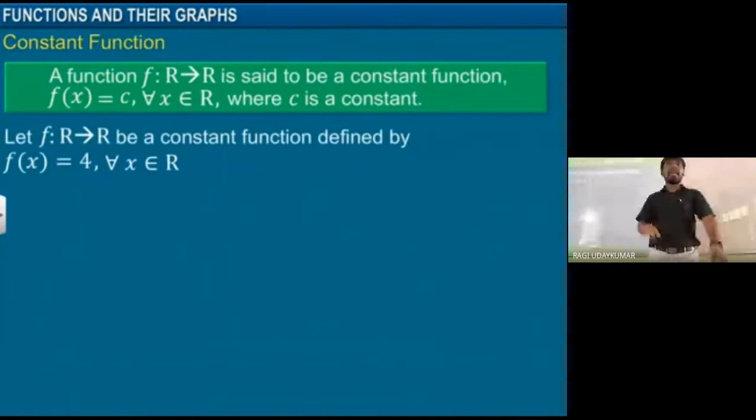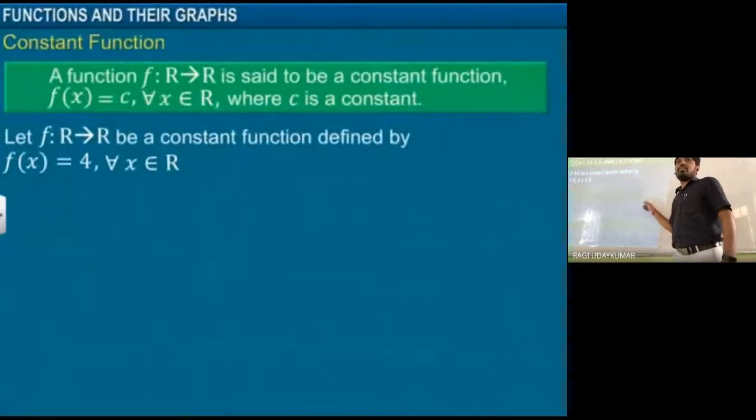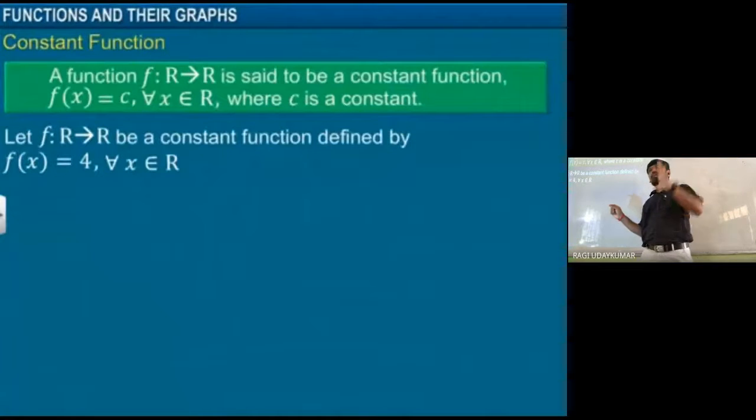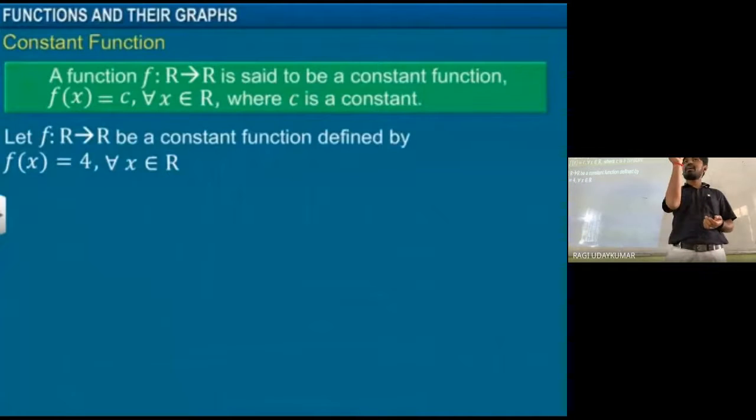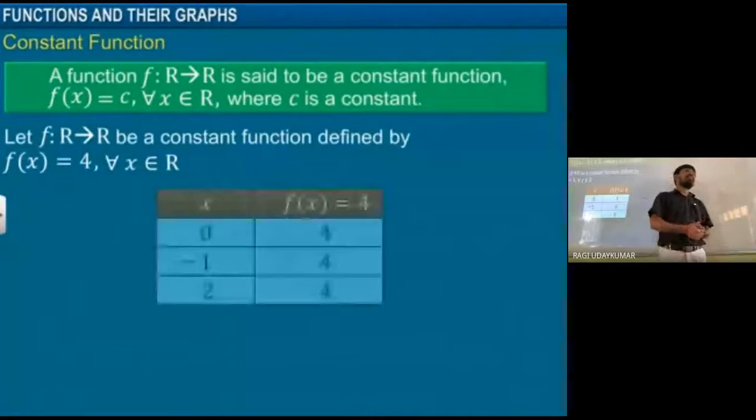Can anyone tell me what is the range of the constant function? How many elements will be in the range? Yes, right, only one element. f of x equal to 4 means all are linked to 4 only. All the elements have the mapping 4 only. So what will the range be? Only one element. So the range of the constant function is always a singleton set.